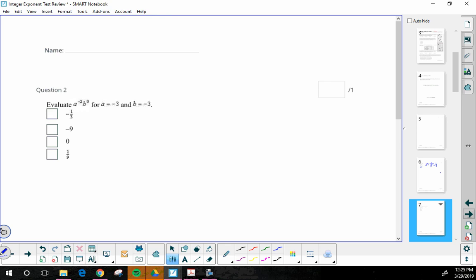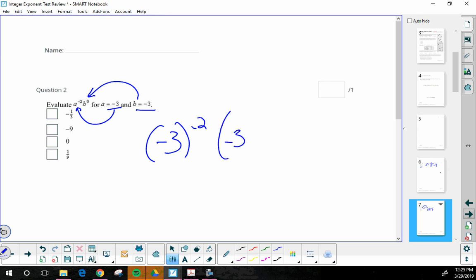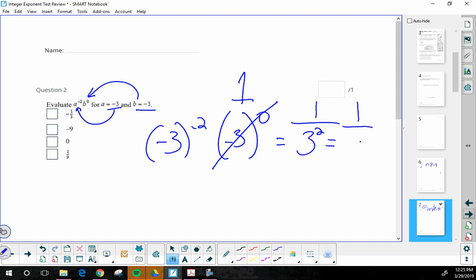Question number 2, we're going to stick -3 where we see the A. We're going to stick -3 where we see the B. And that's going to leave us with -3 to the -2 power, and also -3 to the 0 power. This is just 1, so it can go away. That leaves us with 1 over 3 squared, which is 1 over 9. That's this answer.